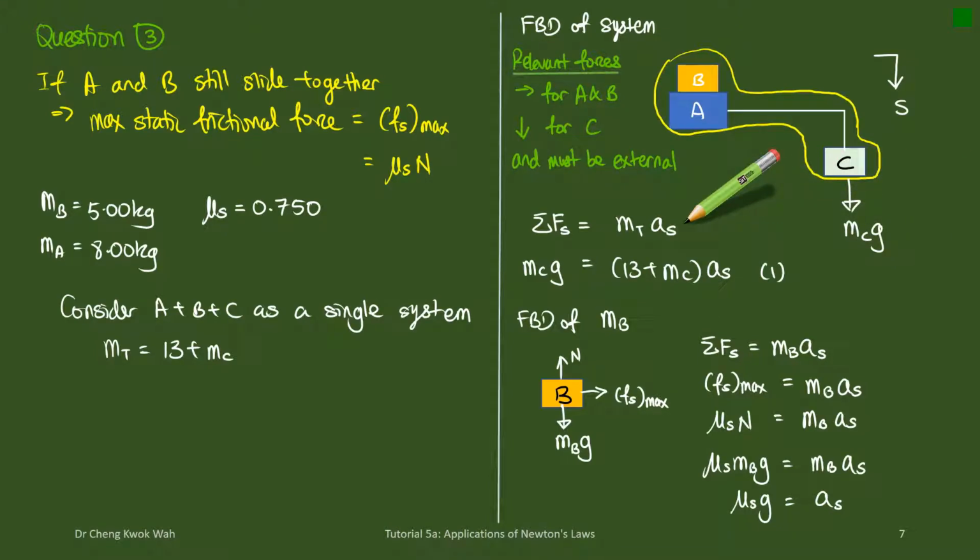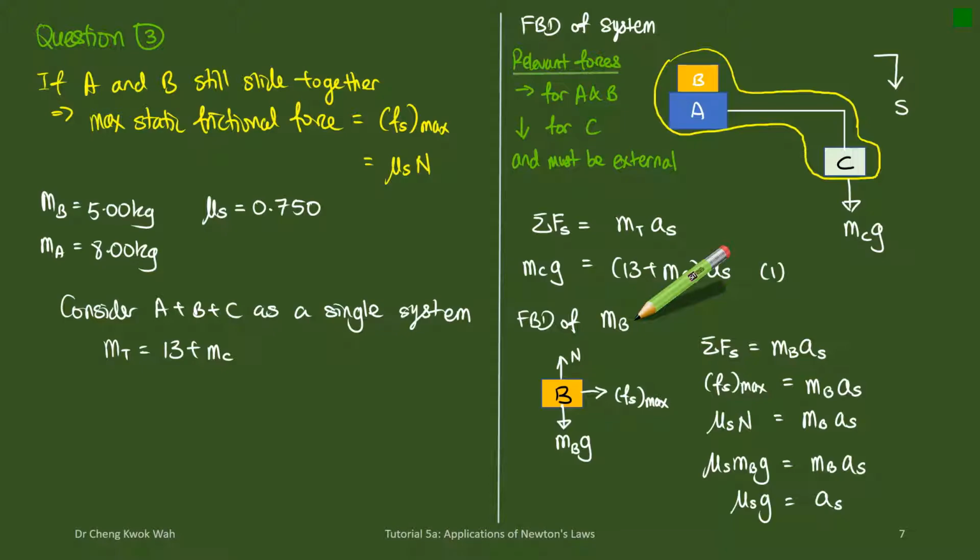Summation of forces in the s direction is equal to m total times acceleration a_s. So mCg is equal to 13 plus mC times a_s. Now we have 2 unknowns here. One is the mass of block C, the other one is the acceleration of the whole system. We have 2 unknowns, so we need one more equation to solve for our mass of C. And that will come from the free body diagram of block B.